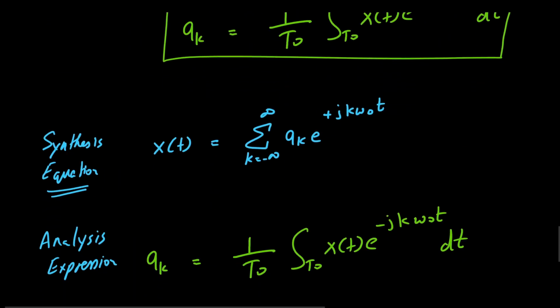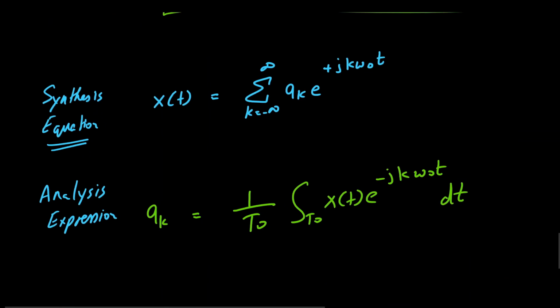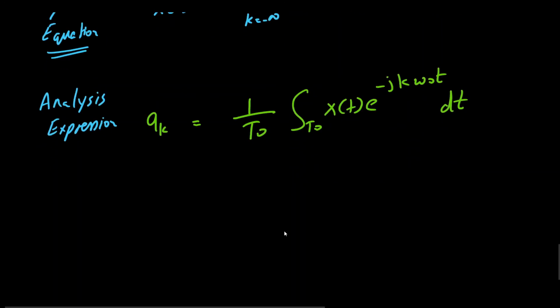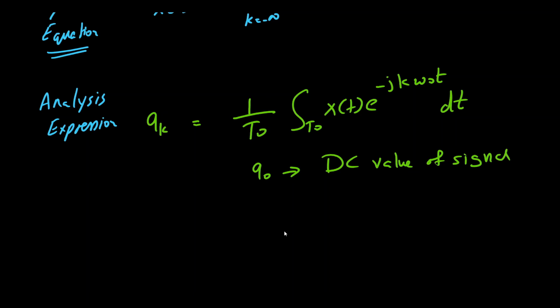So this is our analysis expression. As a summary, we have the synthesis equation and the analysis equation over here in the green. Furthermore, a naught would define the DC value of the signal, a1 would relate to the first harmonic, and a n to the nth harmonic.